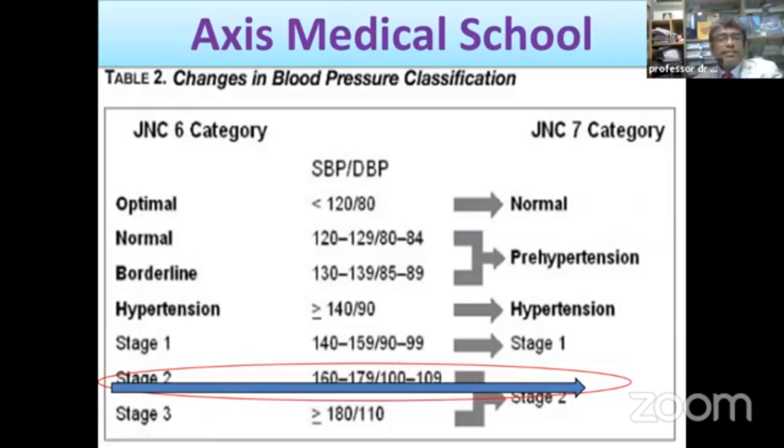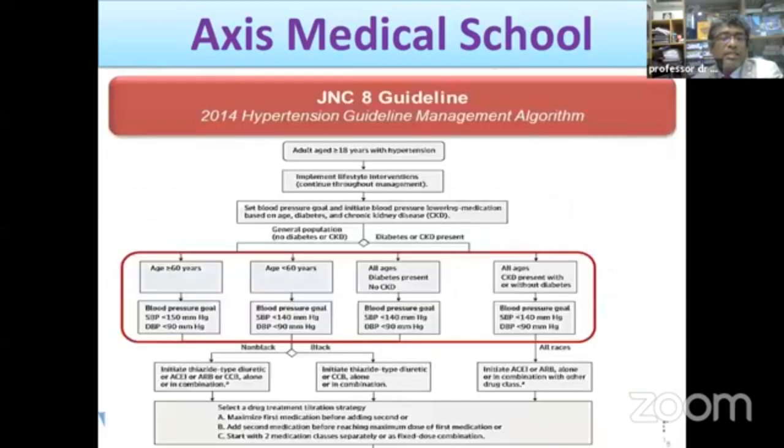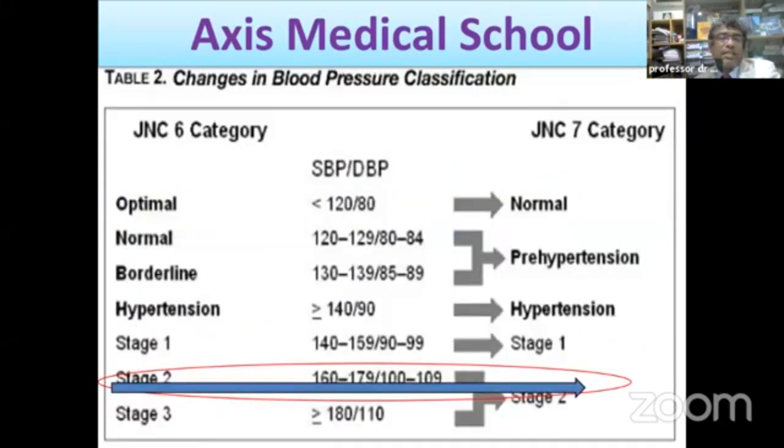According to the JNC 7 guideline, as his blood pressure is 175 over 105 millimeter mercury, he is in stage 2. In stage 2, systolic blood pressure is from 160 to 179, and his systolic blood pressure was 175. Diastolic blood pressure in stage 2 is 100 to 109 according to JNC 6 and JNC 7 categories, and his is 105. So the patient is in stage 2.